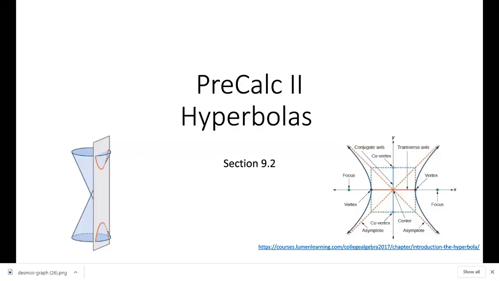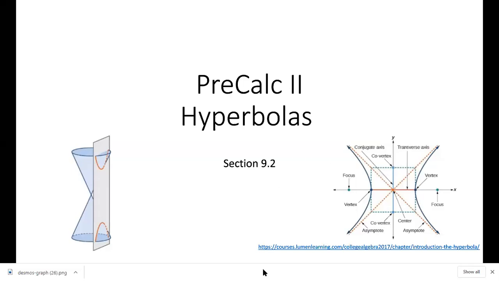This video pertains to section 9.2 in your textbook from PreCalc 2 on hyperbolas. We're going to be looking in this video at hyperbolas that aren't centered at our origin, so that we've translated them from our origin. If this is difficult, go back and watch the video on hyperbolas that are centered at the origin. That will help a bit.